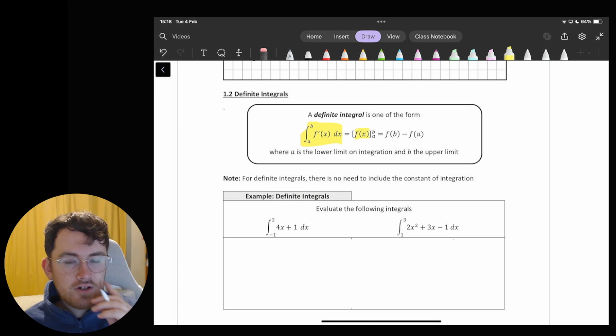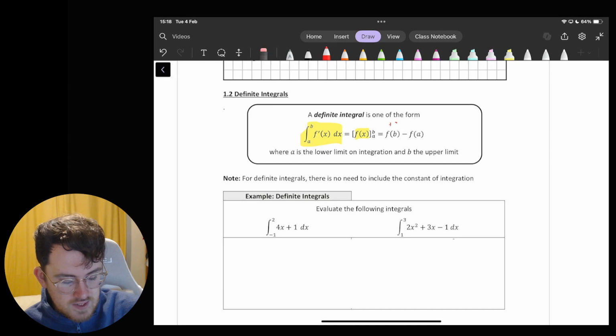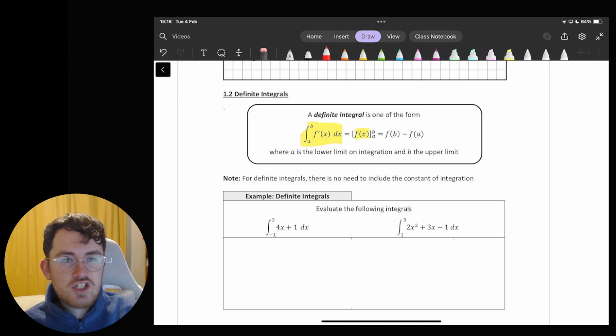Because we are doing two separate integrals, if we were to do our plus c and our plus c here, they would essentially just get rid of each other. So when we're doing definite integrals, there's no need for the constant of integration. I suppose, as the name says, we're more definite in our answers in this case.